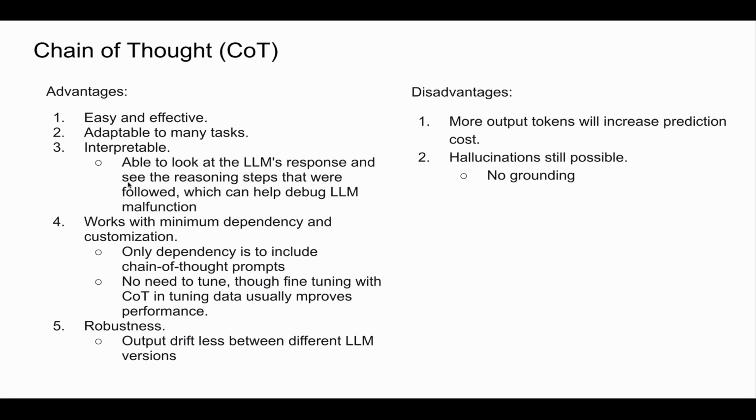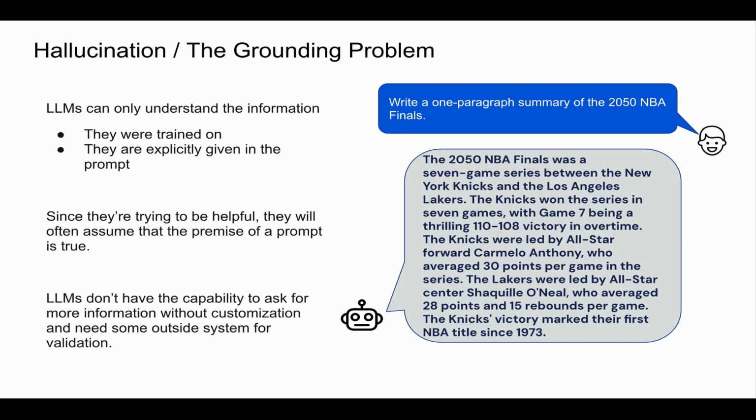There are also disadvantages. First of all, it requires more output, so you have more output tokens, which increases the prediction cost. Second, hallucination is still possible, because there's still no grounding. I'm going to talk more about this in the next section. Hallucination and the grounding problem is a big problem for LLMs.